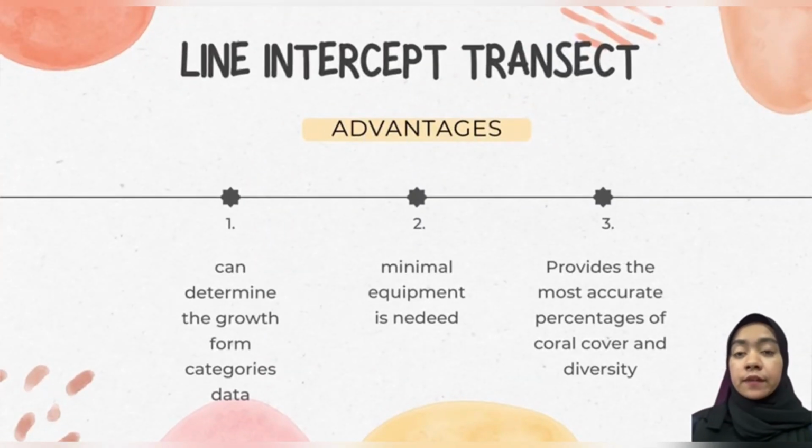There are several advantages of using the LIT method. First, LIT can determine the growth form categories data. To use the LIT method, only minimal equipment is needed. And LIT provides the most accurate percentage of coral cover and diversity.